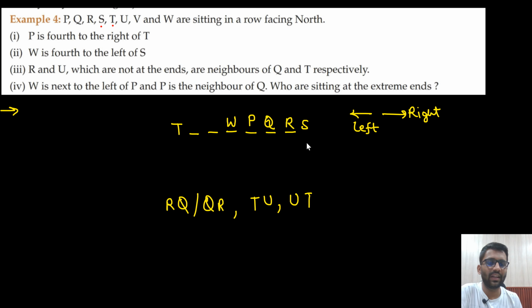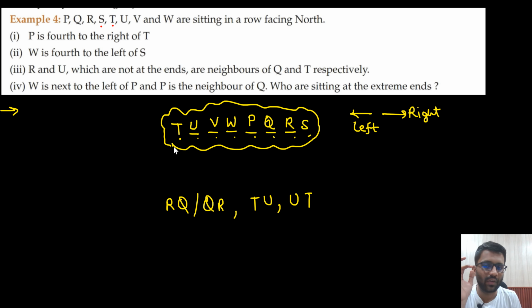Who is sitting at extreme ends? Okay. So how many guys are there? 1, 2, 3, 4, 5, 6, 7, 8. So 8 spaces are filled. So the neighbor of T has to be U. So you have to come here. Now what is left? V will come here. That's it. This is the position. Just by reading all these and writing down all the possibilities, we have come to this point. Once you are done with this, we have made the sitting arrangement.